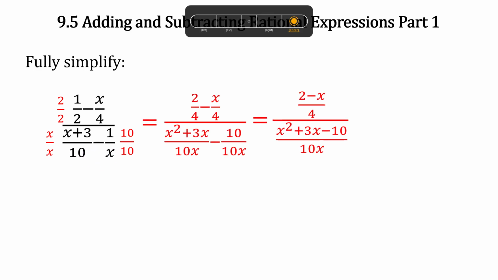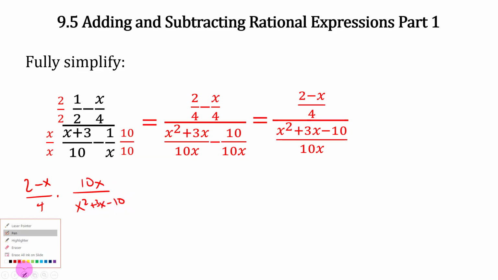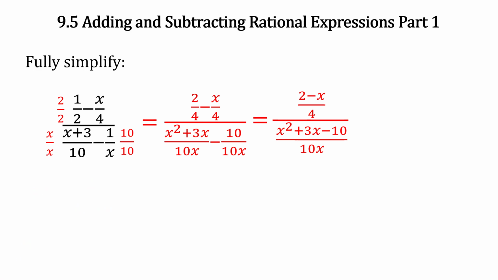And then combine it into one thing. Now you have a choice here. We're going to do the whole keep, change, flip thing. At some point you're going to factor. I factored first. If you turned this into 2 minus x over 4 times 10x over x squared plus 3x minus 10, that's fine. Then you factor everything. I just so happen to factor it first. That is entirely your choice.